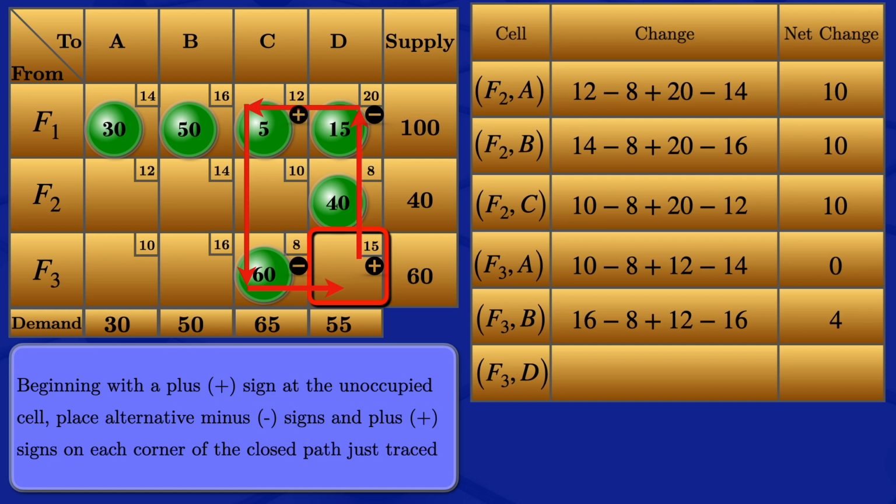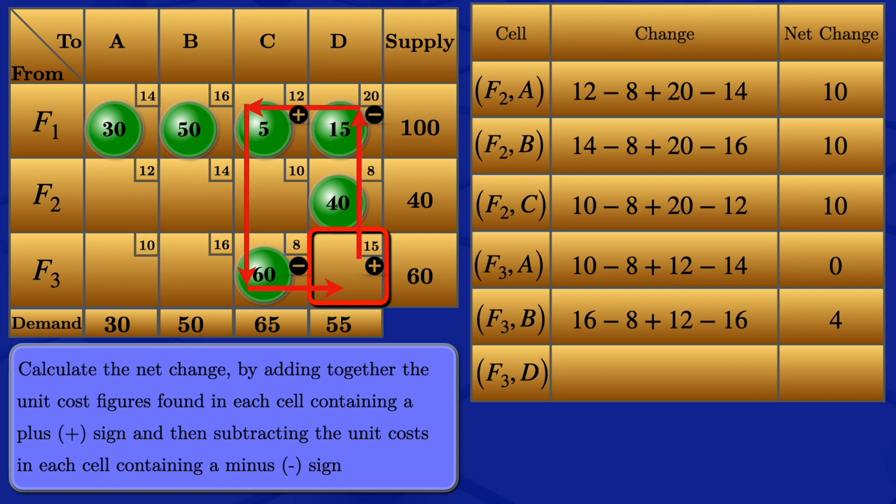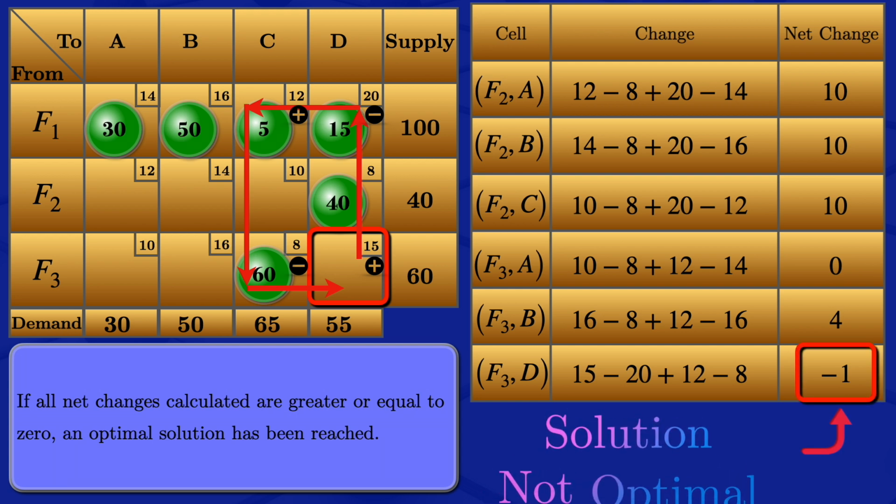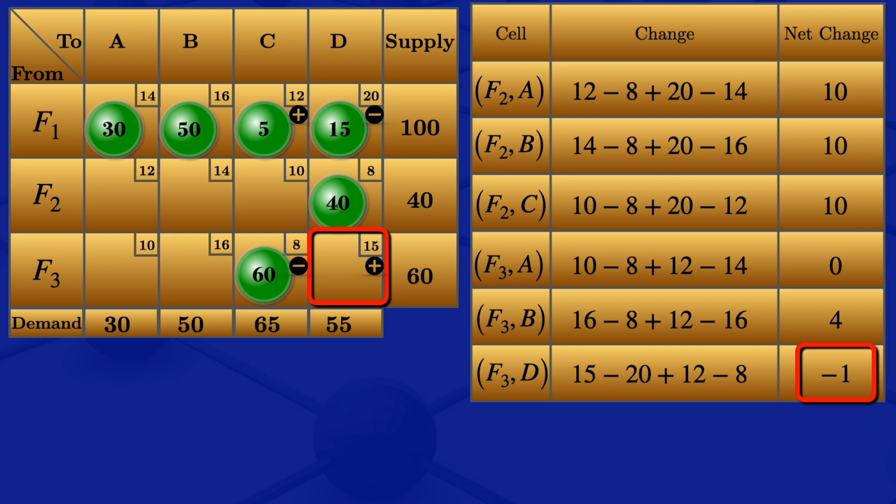Calculate the net change. 15 minus 20 plus 12 minus 8, and this will give us a net change of -1. We have now looked at all the unoccupied cells. However, this one is less than 0, therefore the solution is not optimal. Since the solution is not optimal, I move on to the next step.